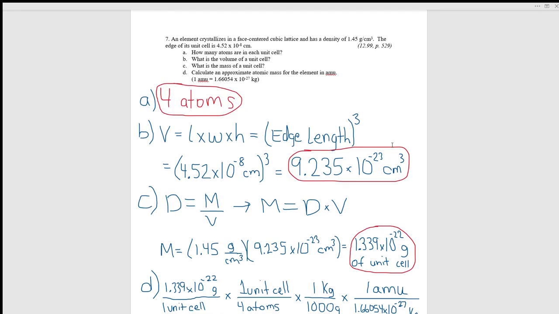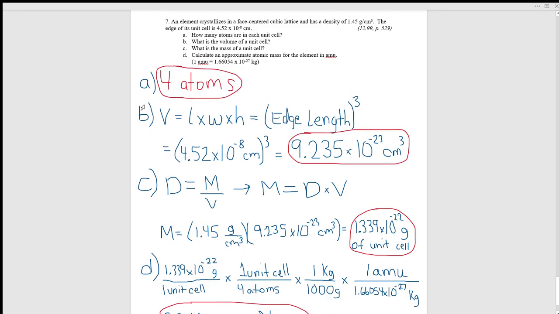Moving on now to question number 7, the last problem in this worksheet. We're going to be doing some more chemistry calculations. Question number 7 says, an element crystallizes in a face-centered cubic lattice and has a density of 1.45 grams per centimeter cubed. The edge of its unit cell is 4.52 times 10 to the negative 8th centimeters.